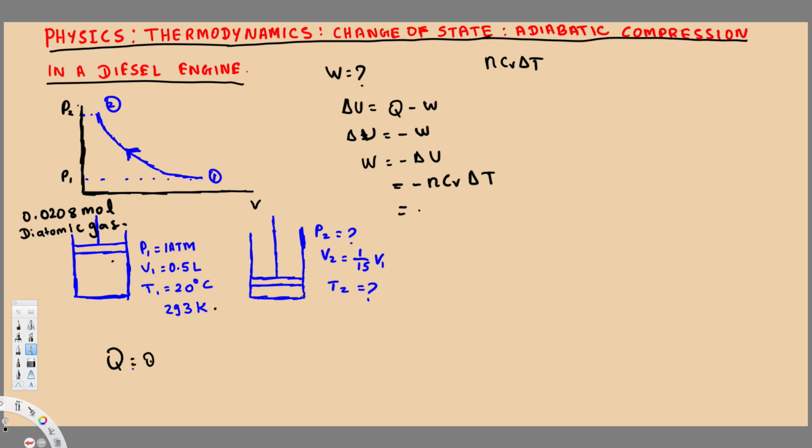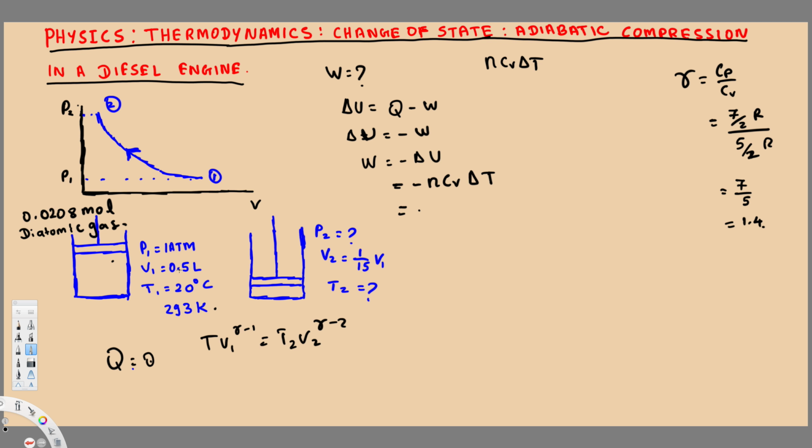To find the final temperature, we can use this equation: T1 V1^(gamma minus 1) is equal to T2 V2^(gamma minus 1). Gamma is basically the ratio between Cp and Cv. So for a diatomic gas, Cp is going to be 7/2 R, right? And Cv is equal to 5/2 R. From this, the 2 cancels, we get 7/5, and R also cancels. That gives us 1.4. So the gamma value is 1.4.